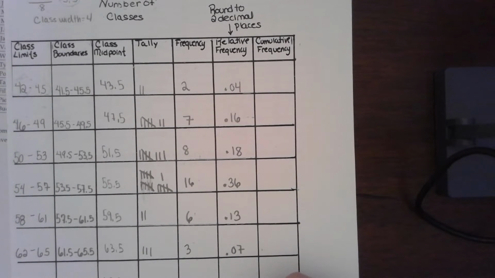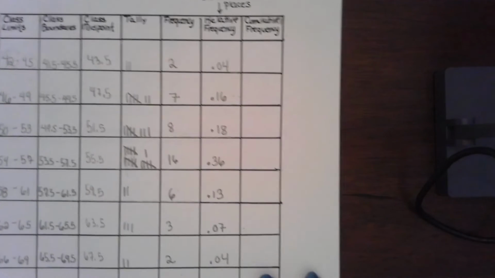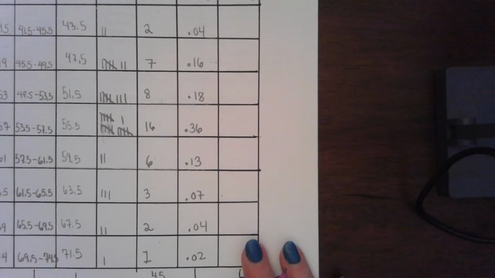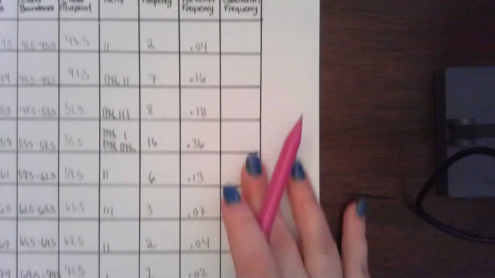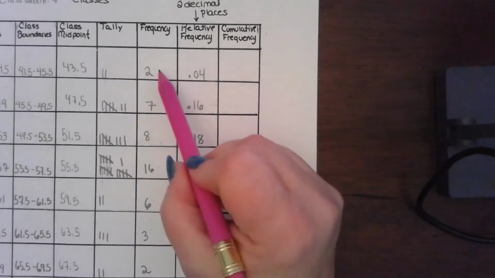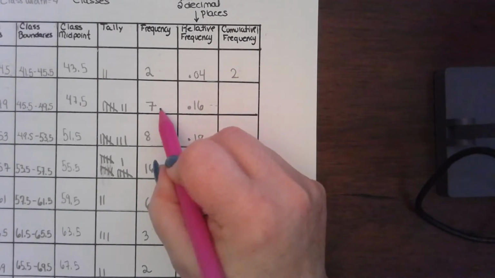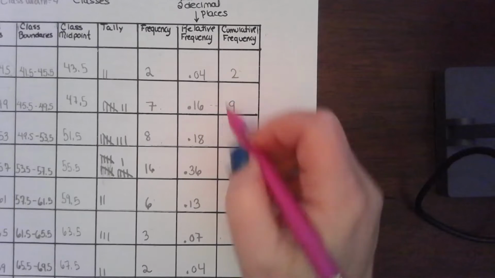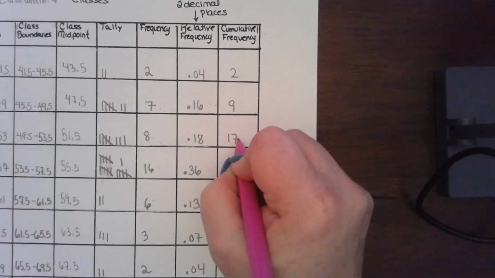2 is 4%. And 1 is 2%. Now if I add up all these, they will add up to 1. Now finally we're going to do our cumulative frequency. So remember, that's just a running total. So we started off with 2, and then I add this frequency. That's 9. 9 plus 8 is 17.